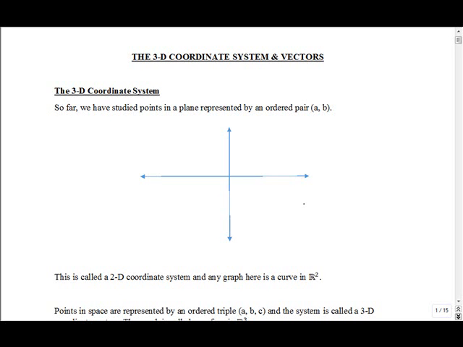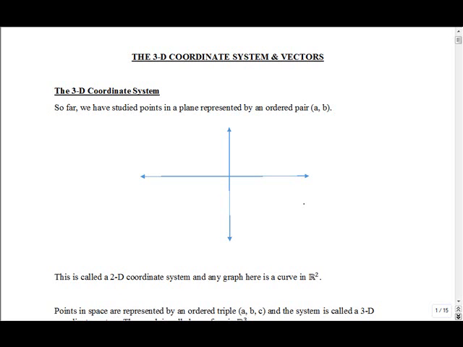We start multivariable calculus. That is calculus in higher dimensions. For our purposes, we will look at 3 dimensions, and sometimes we will look at higher dimensions. But what is the 3-dimensional coordinate system?